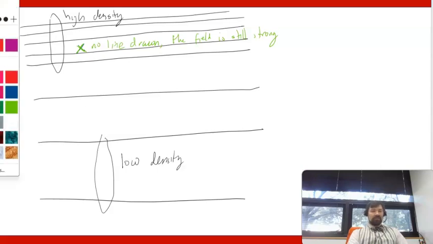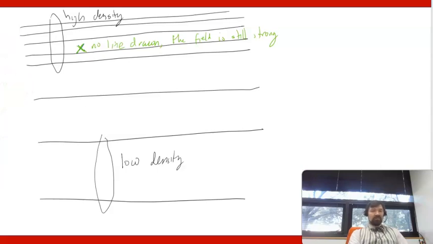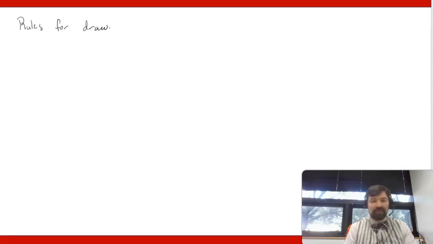Okay, so that is basically, in a nutshell, what the field lines do. How do we draw them? Well, we need a set of rules for this. So, rules for drawing field lines. And this set of rules, if you follow them correctly, then you'll have a reasonably good representation of what the electric field looks like in a given region of space.